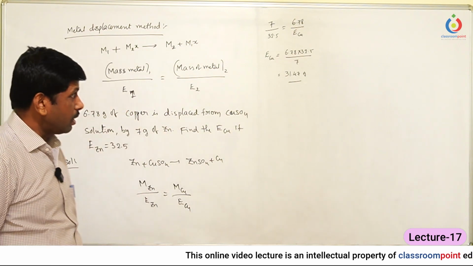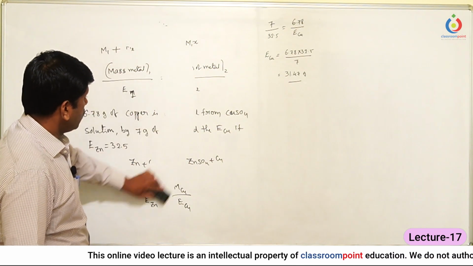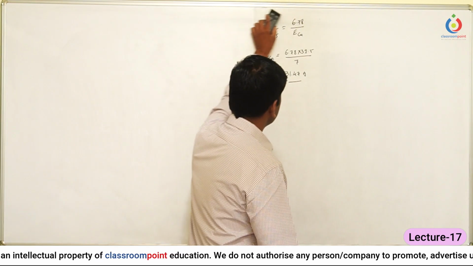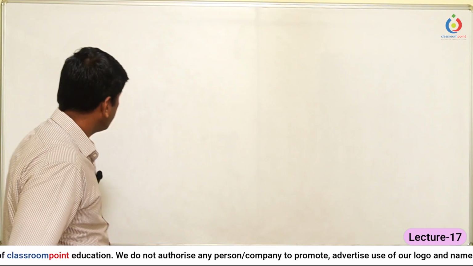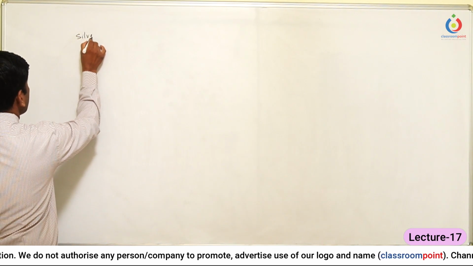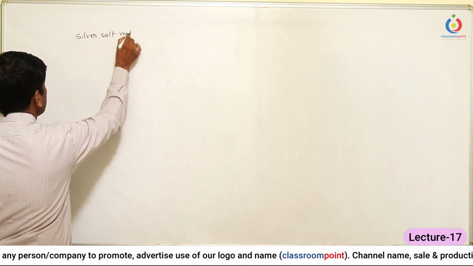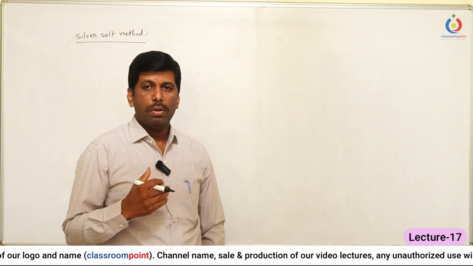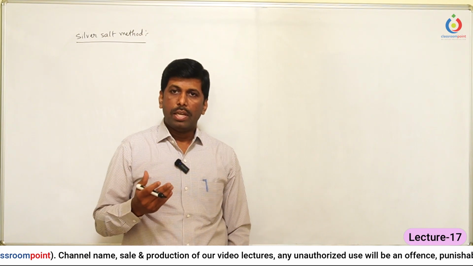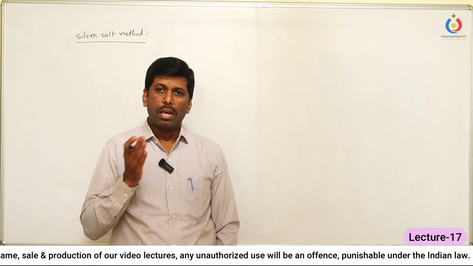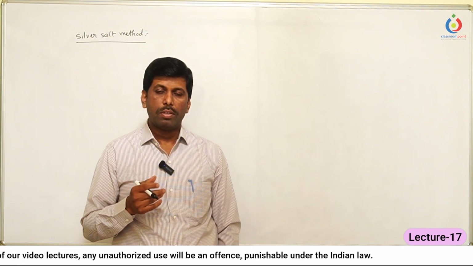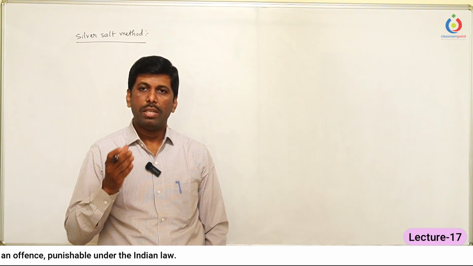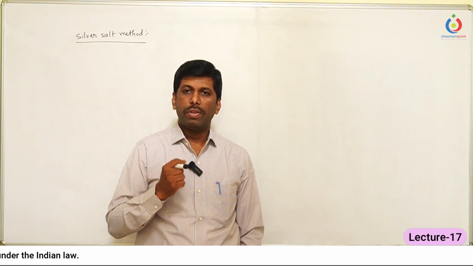So let us see the last method, that is the silver displacement method, or silver salt method. Usually this method is helpful in calculating the equivalent mass of metals only when organic compounds or organic acids are involved. Organic carboxylic acids, when they react with silver, form silver carboxylate compounds. There it is very helpful.